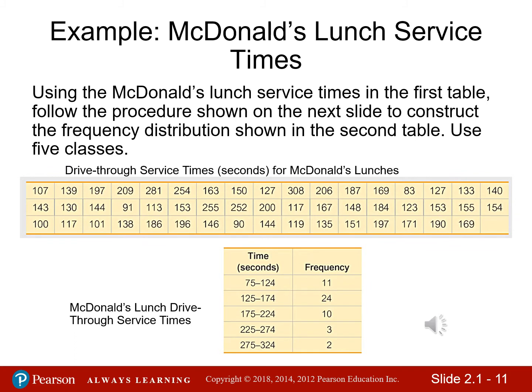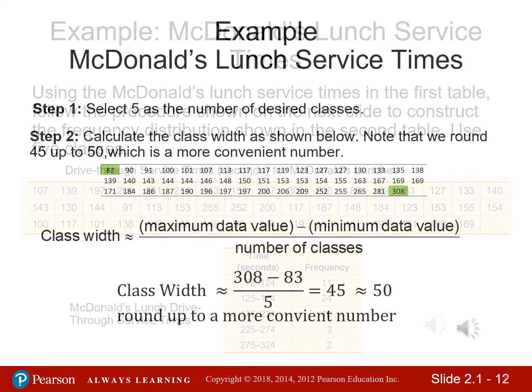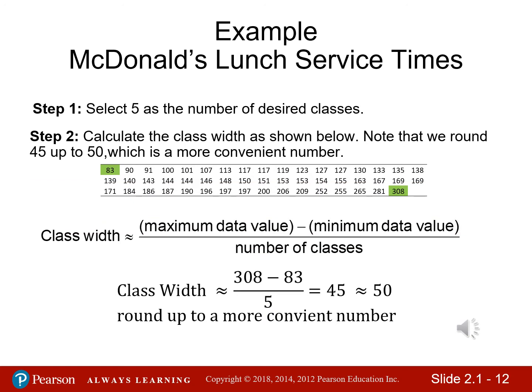So using our McDonald's data set, let's create a frequency distribution. These data represent the speed of drive-through service time in seconds during a given lunchtime service. We have 50 observed service times. Let's start with step 1. For this example, let's just select 5 as the number of classes we will have for our frequency distribution. Step 2 is we want to calculate our class width.